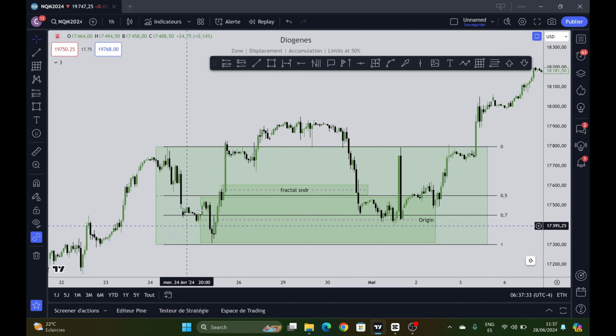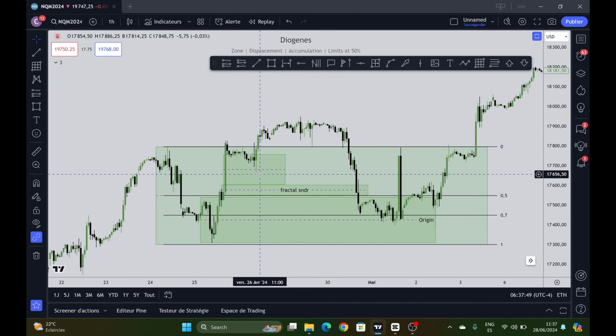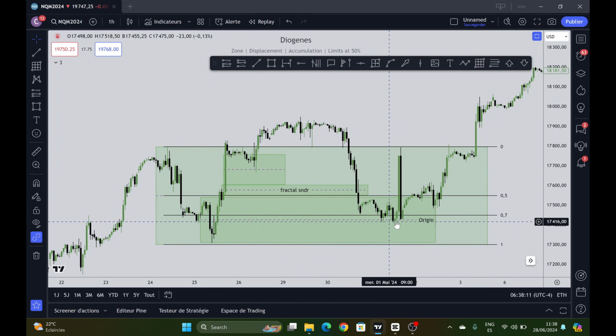Back to our example, I don't want you guys to be trapped in this 50% imbalance tap because it was only a scalp. Again, we had this fractal SNDR. I don't want you to be trapped in this reaction. It gives the one-to-one, okay, but don't be greedy because you see a clear origin of the move. So you have to be patient because price will likely mitigate it.